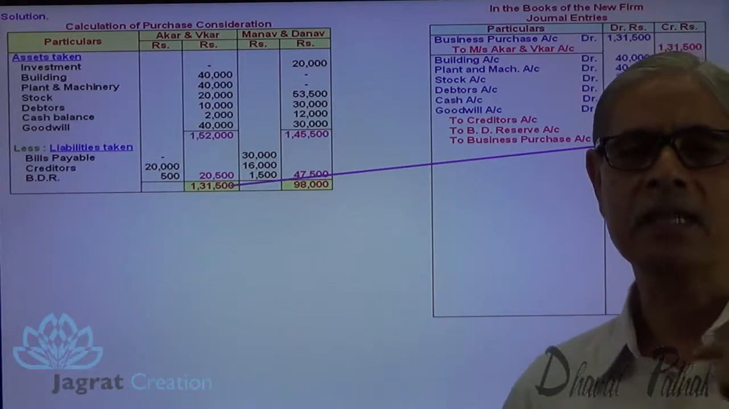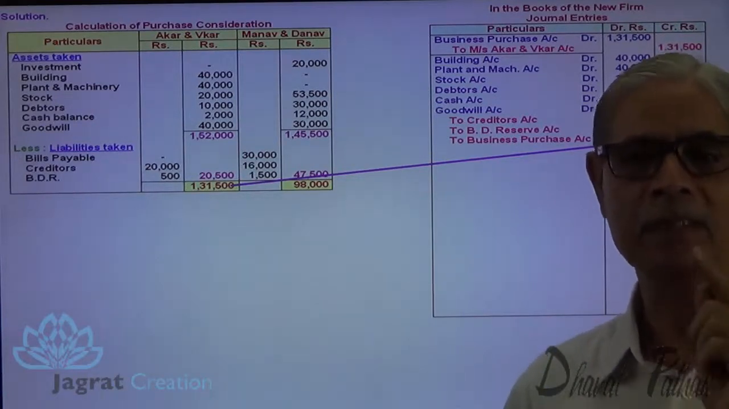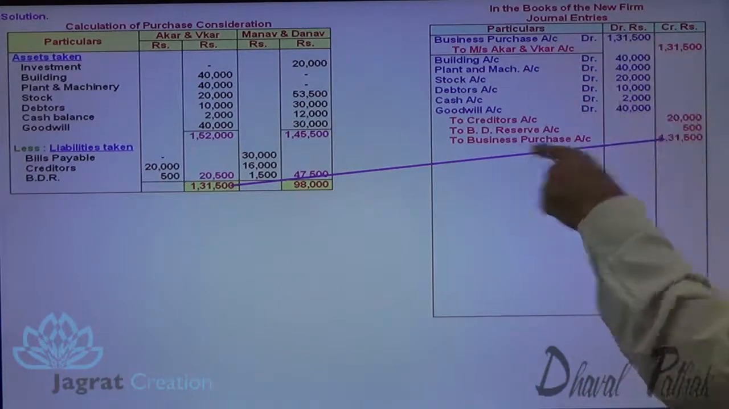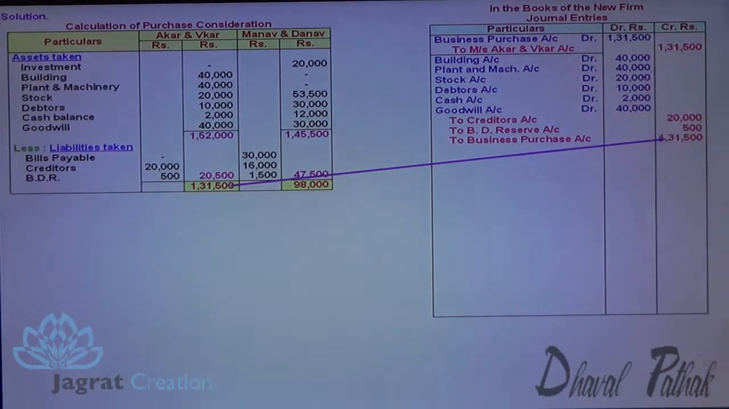All the assets purchased are debited, all liabilities and reserves purchased are credited, and the net is the purchase price. So the purchase price account that was debited, that got credited. So this business purchase account gets closed.